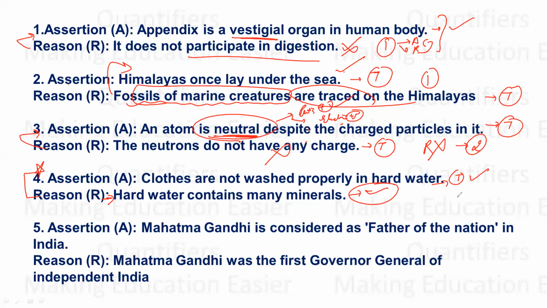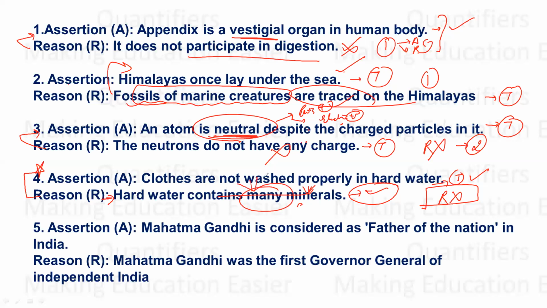So here A is true, R is true, but again R is not the correct explanation of A, because clothes are not washed properly in hard water since it does not form lather with soap. However, it is true that hard water contains many minerals, and due to some of the minerals, which are calcium and magnesium, it does not lather, but R talks about many minerals.